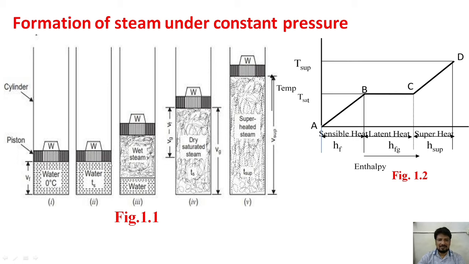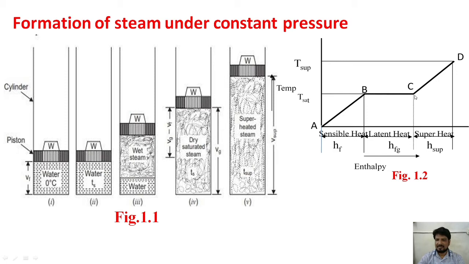Now the wet steam is further heated in figure 4, and it is converted into dry saturated steam, heated at a constant temperature. Vg is the volume at dry saturated. So what happened from B to C? Up to B is the saturation one.